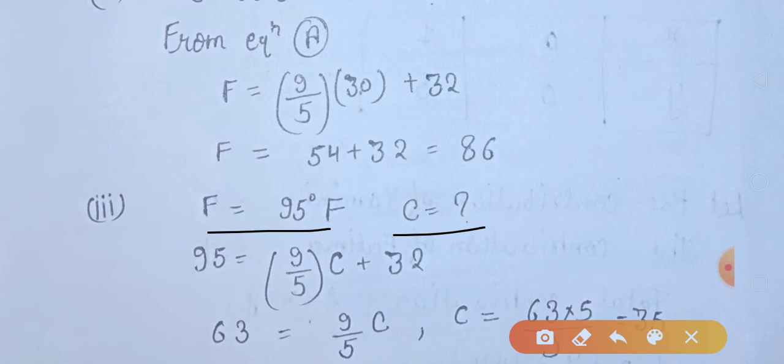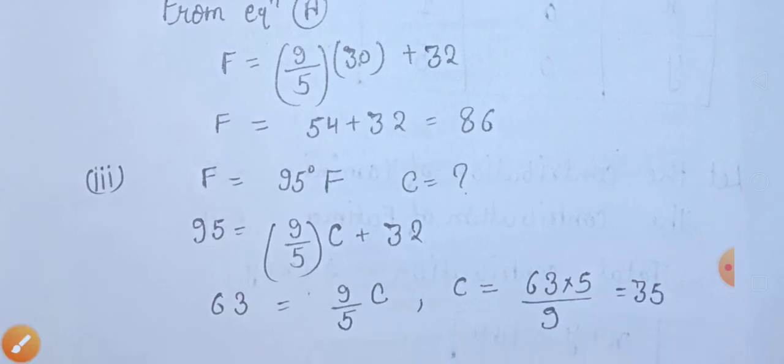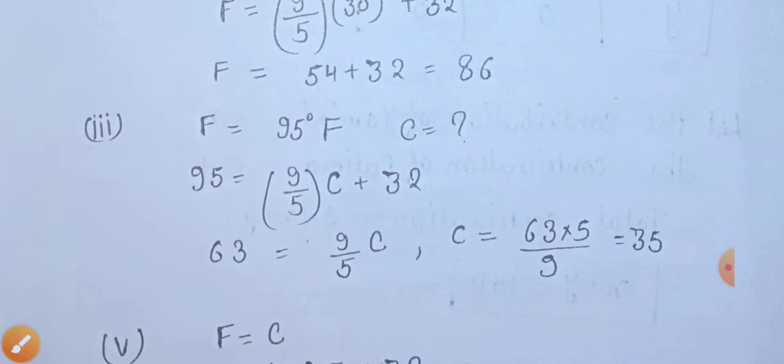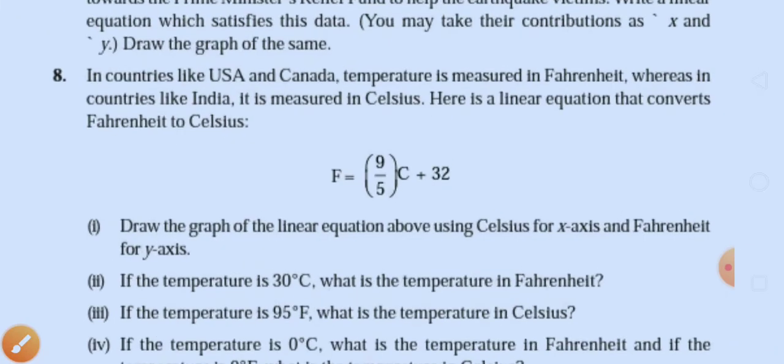In the third part, F equals 95 is given. Find out the value of C. In place of F, write 95 and find out the value of C. Now C equals 35. Now next question, next part.